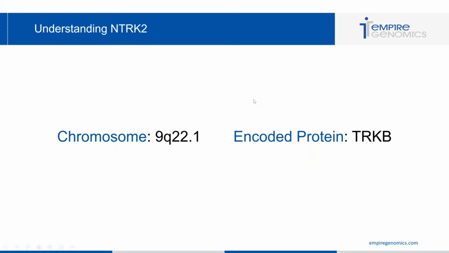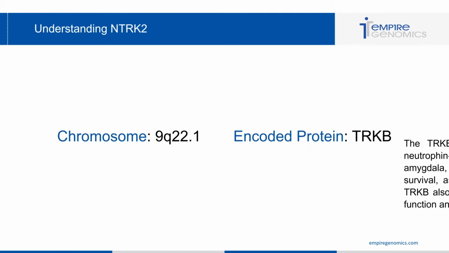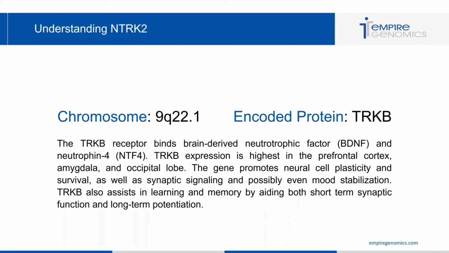Looking at the NTRK2 gene a little bit closer, this gene is located on 9q22.1, and the encoded protein is TRK-B. The TRK-B receptor binds to brain-derived neurotrophic factor, or BDNF, and neurotrophin 4. BDNF is primarily associated with production upon exercise. It aids in mood stabilization and neuroplasticity, making new connections in the brain.